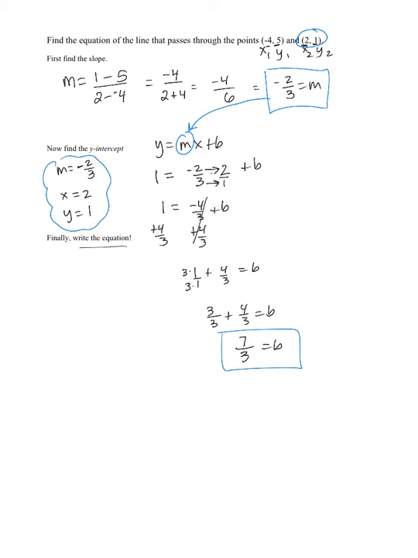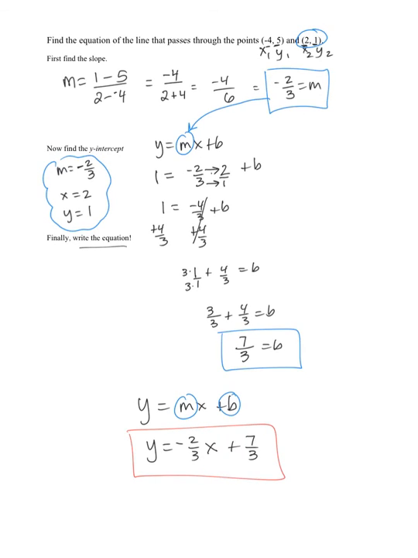All right, so I'm going to take y equals mx plus b, and I get to replace the m and the b with the values that we just found. So here's my equation. Y equals negative 2/3, there's my m, x plus b. And I just found that b is 7/3. And that is great. Done.